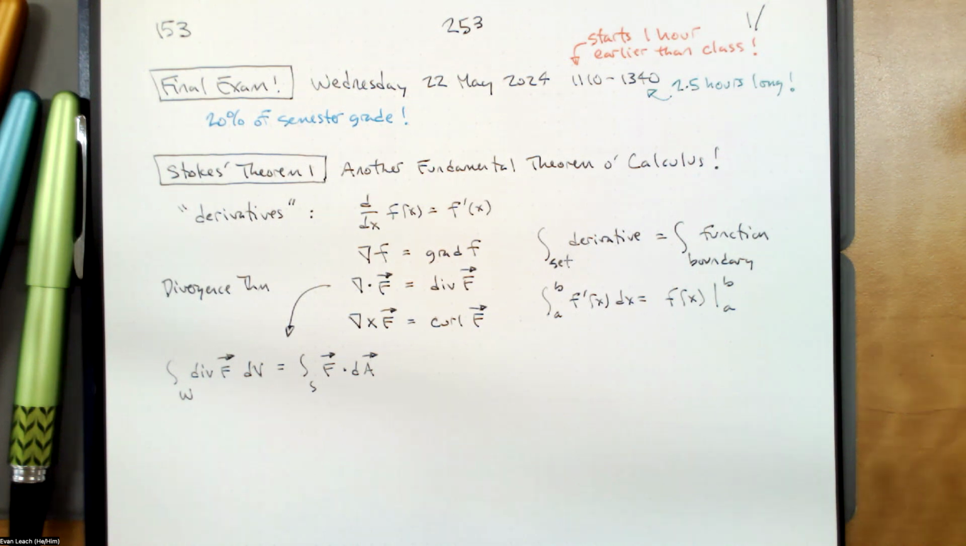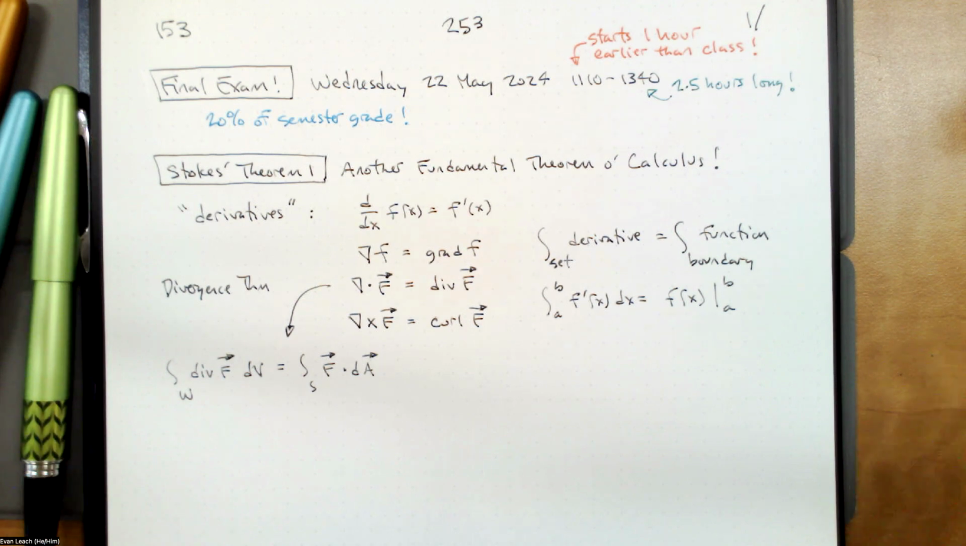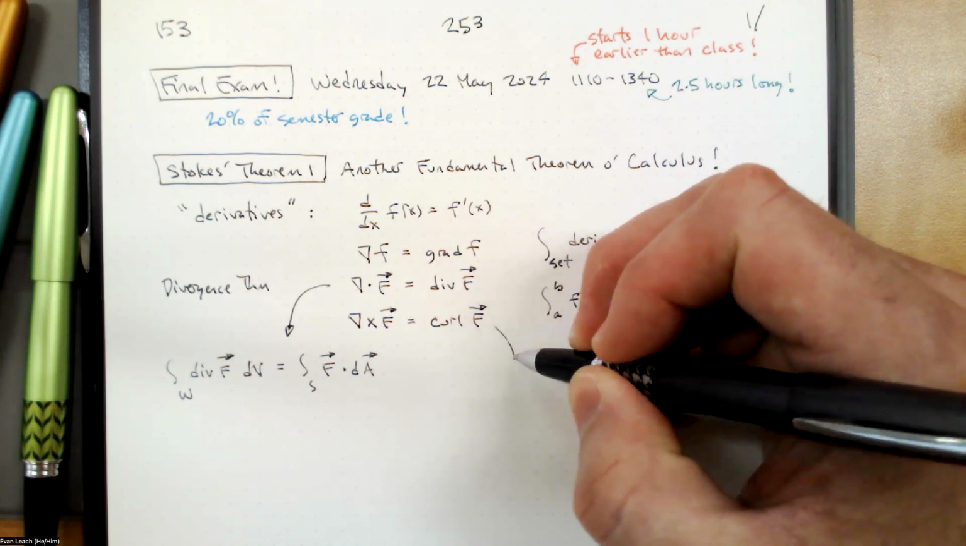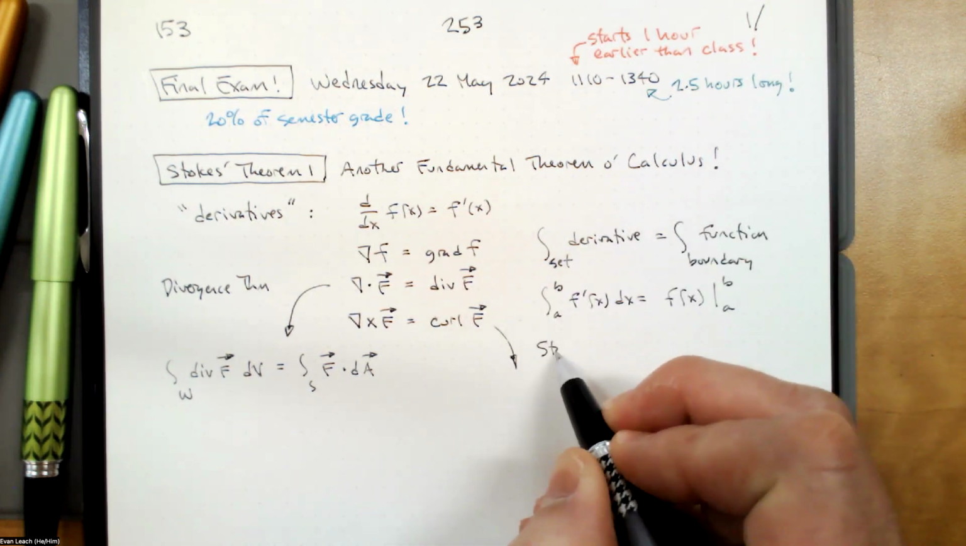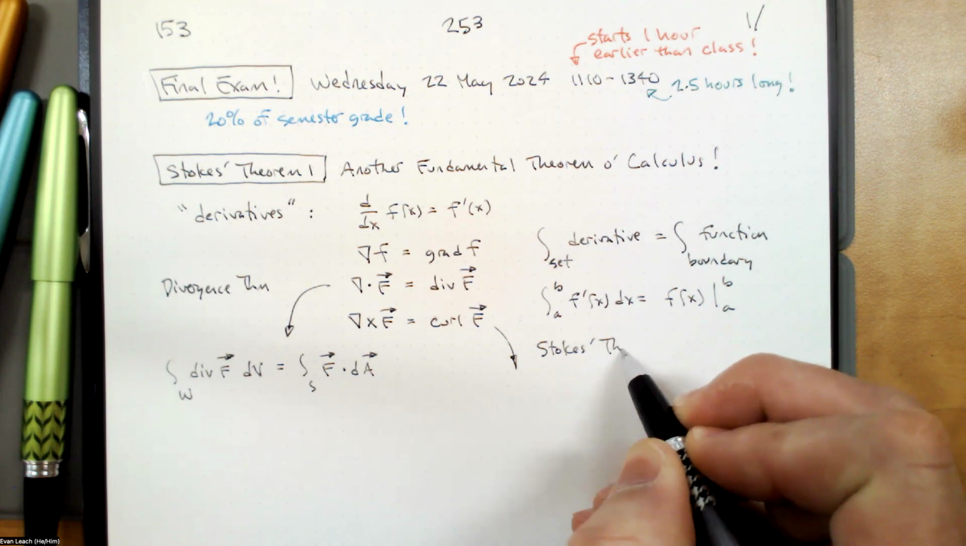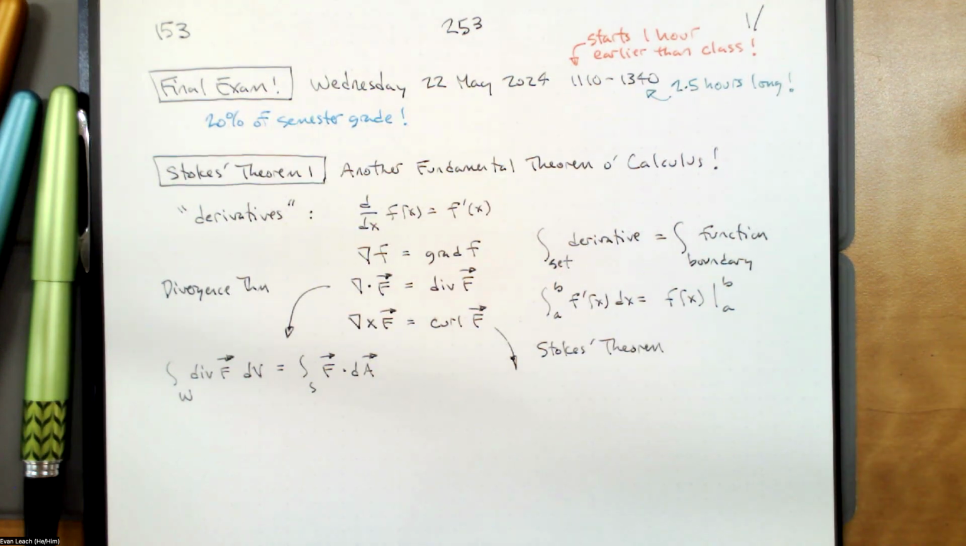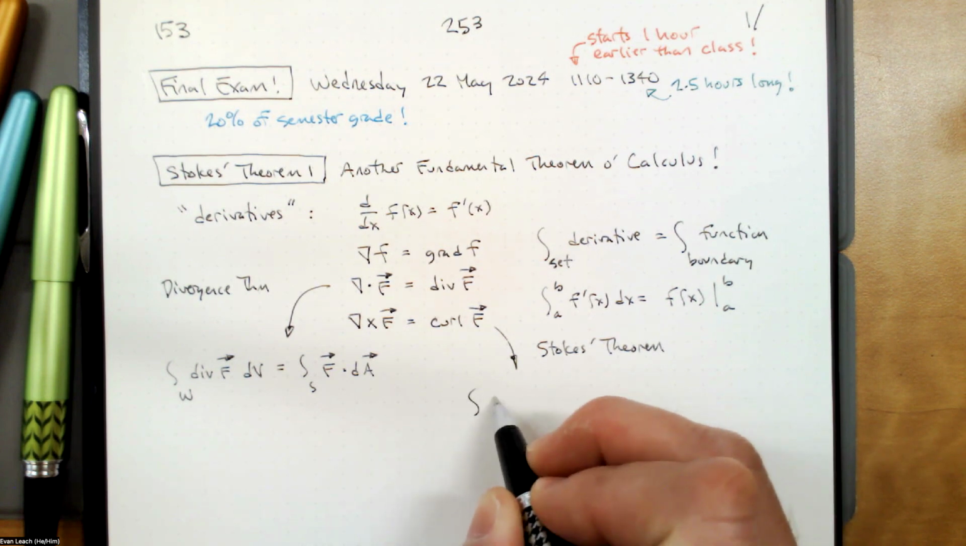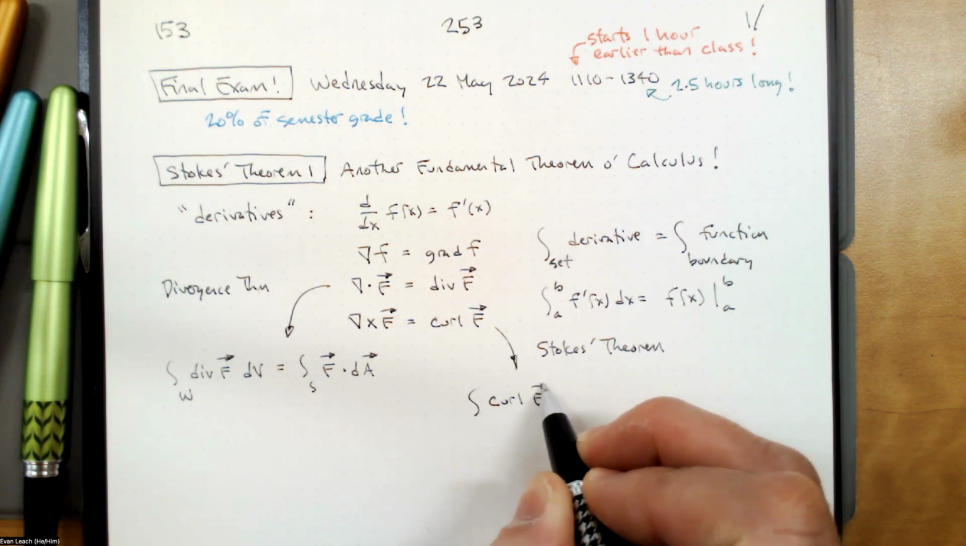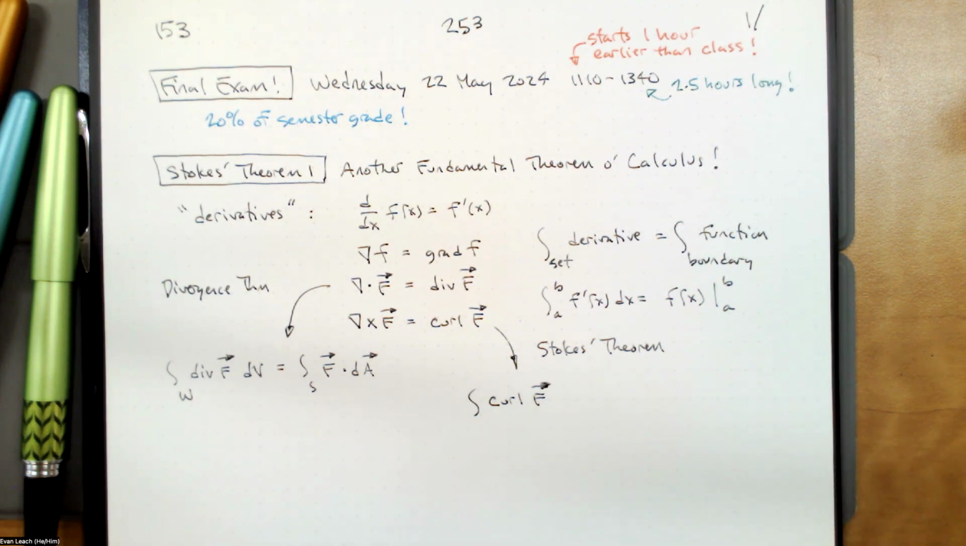We're going to do the same thing with the curl. So for the curl, our fundamental theorem of calculus is Stokes Theorem. So we're going to be integrating the curl of a vector field. Think about things that we need. The curl of a vector field is going to be a vector. So this multiplication is going to have to be a dot product.